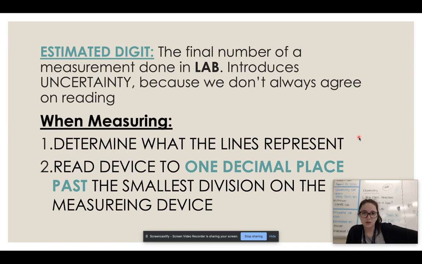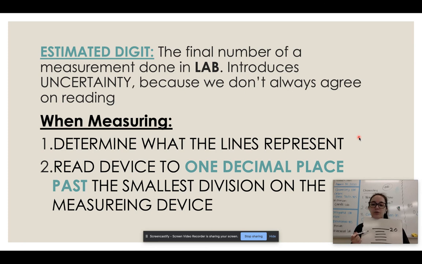I've already kind of talked about this. So for example, when you're measuring in the lab specifically, you determine what the line represents. And so for example, if I have a graduated cylinder, for example, I'm just going up to 20.